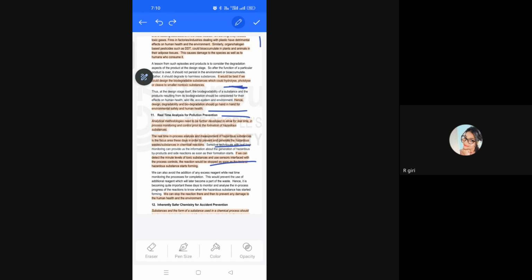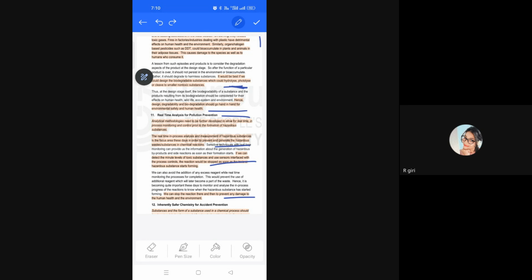That means whatever hazardous chemicals are produced, you should manage and control them, and you should always find a method by which we can lower the toxic material. You should always try to use modern technology so that the byproduct obtained is less toxic or zero toxic. We can stop the reaction there and then to prevent any damage to human health and the environment.